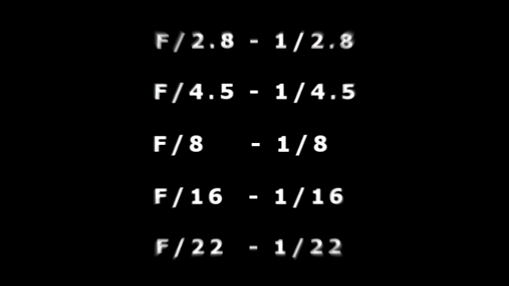F-stops are measured in fractions. This means bigger numbers mean less light. F22 is a very small hole, while F4 is bigger.